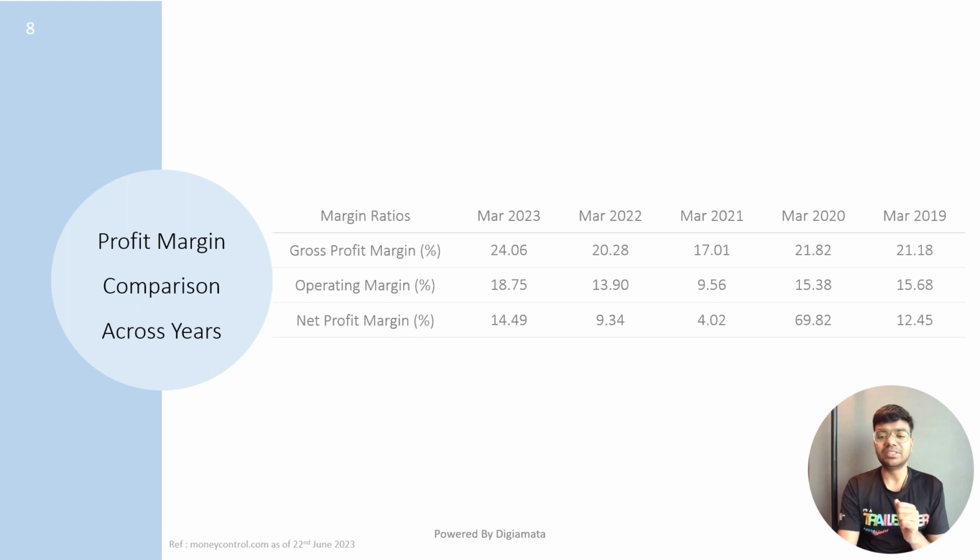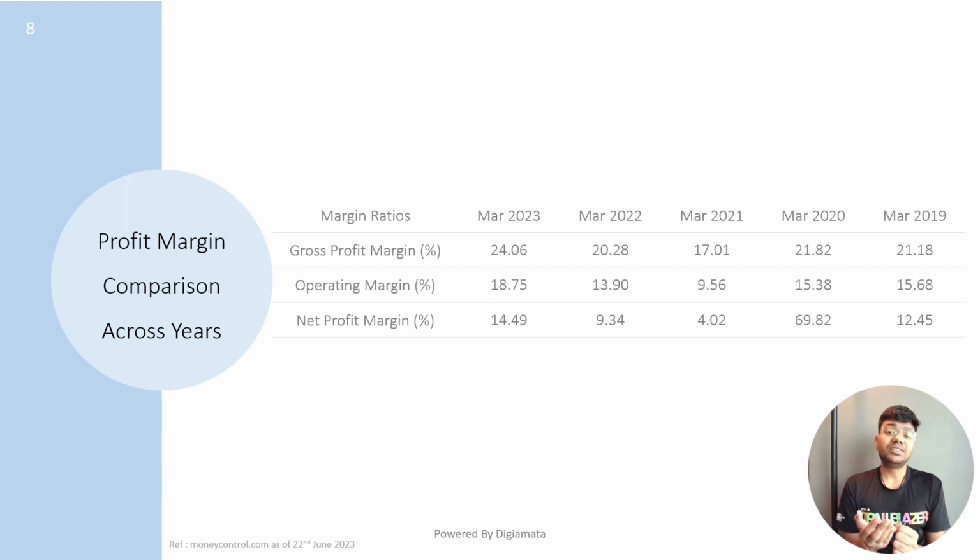There could be some reason for it, but if you see overall it has increased. So that means somewhere they are optimizing their operating cost, which is a good sign. Okay, and your net profit margin again has increased from March 2019 to March 2023.